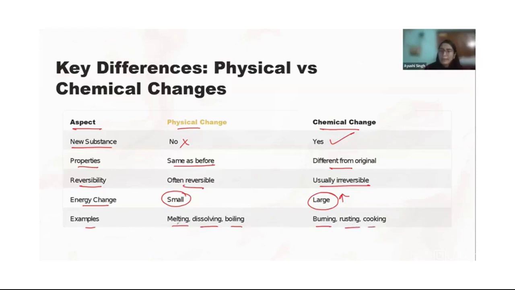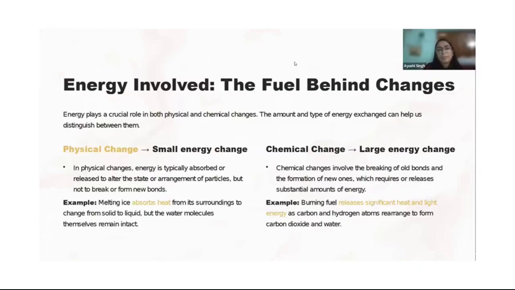If you melt something, dissolve something, or boil something, that is nothing but a physical change. But if you're burning, or if rusting has occurred, that means oxygen has been added to that substance. And cooking is a chemical change. This we have studied in class 7th also. So I hope this topic was much easier than other new topics.